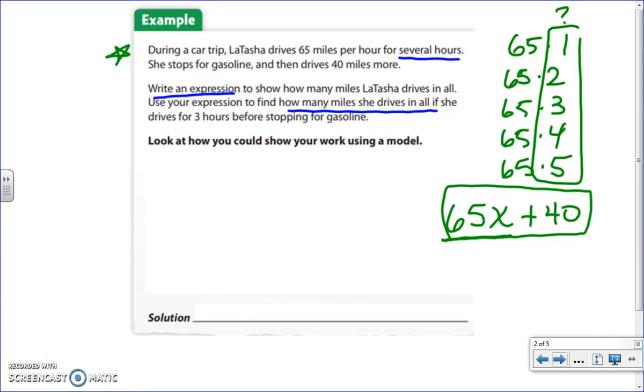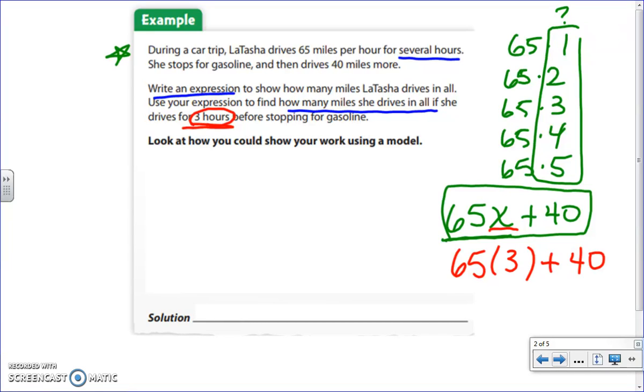Now, if she really traveled for 3 hours before she stopped, we can use substitution to decide how far she was actually driving. So 65, and when we substitute, we always use empty parentheses, plus 40. Where the variable used to be, I'm going to use the number that I know represents 3 hours. So in this case, x represents hours. I know that she was really driving for 3 hours, so I'm going to put a 3 in there.